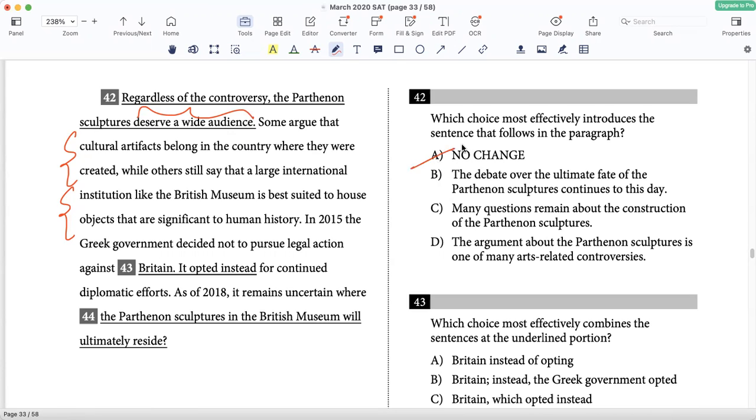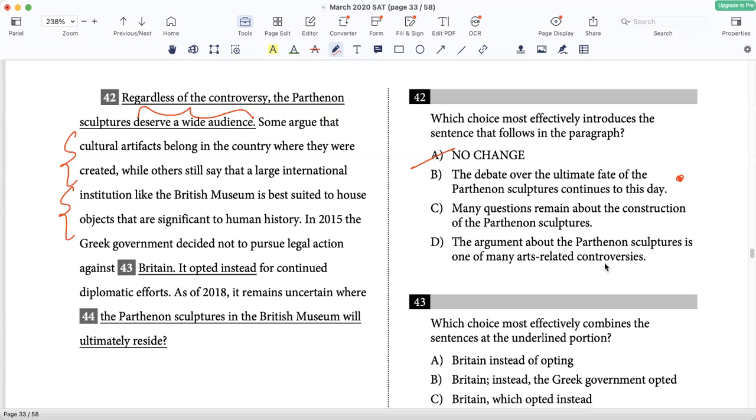The debate over the ultimate fate of the Parthenon sculptures continues to this day. So this is a good option because this tells me that there is still no clarity on where they will ultimately go and their ultimate fate remains uncertain, right? So this is a good answer.